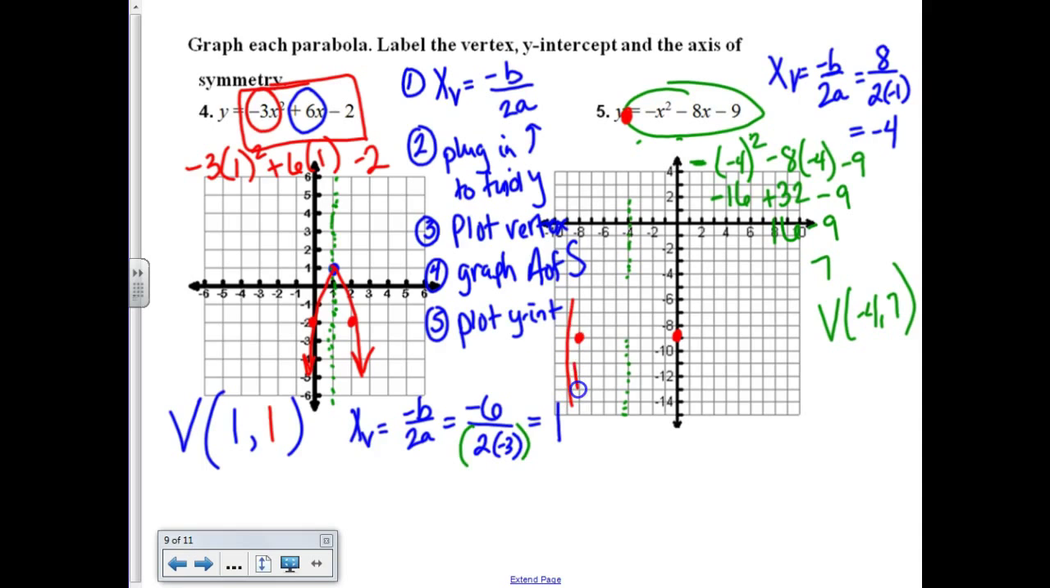Hey, that's pretty good. Okay, that's worse. Anyways, my bad. I gave you the wrong graph. Do you guys understand the concept of the symmetrical point on the other side of the axes? That's the important part. That's the new thing for today, besides the calculation of negative b over 2a.